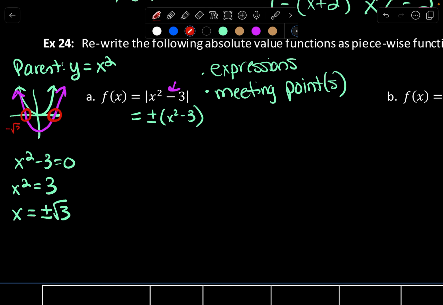And then this last piece over here, this tail end, this did not change, all right? It was not affected by the absolute value. It was already positive, so we're going to use the positive parabola that was facing upward.